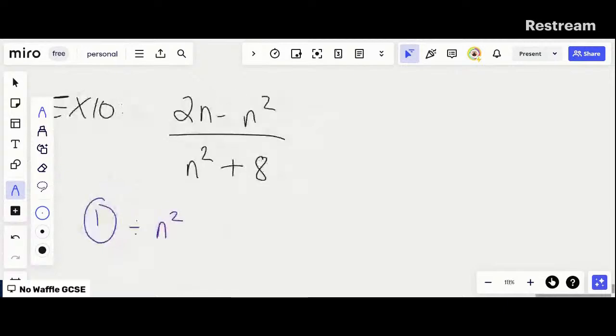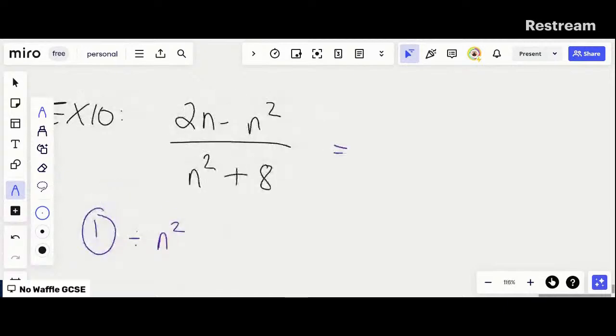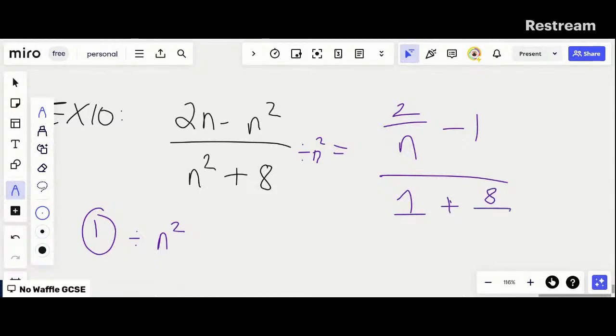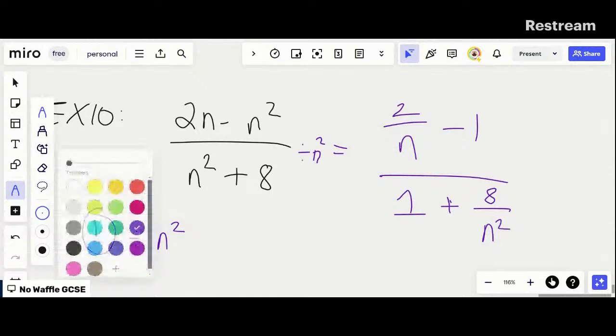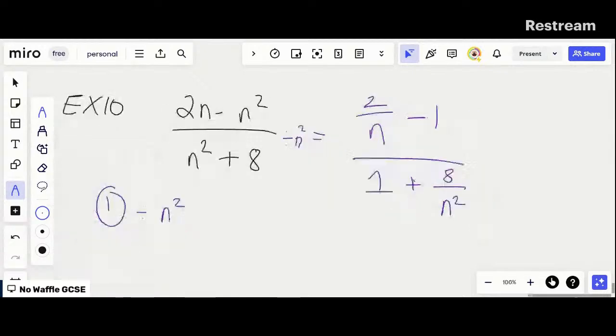So 2n divided by n squared is going to be 2 over n. Now n squared divided by n squared is just going to be minus 1. n squared divided by n squared is going to just be 1. And then 8 divided by n squared is 8 over n squared. Now then we remove everything that's over n squared or n because that gets smaller and smaller and smaller. So cross that out and cross that out because its impact on the limit gets smaller.